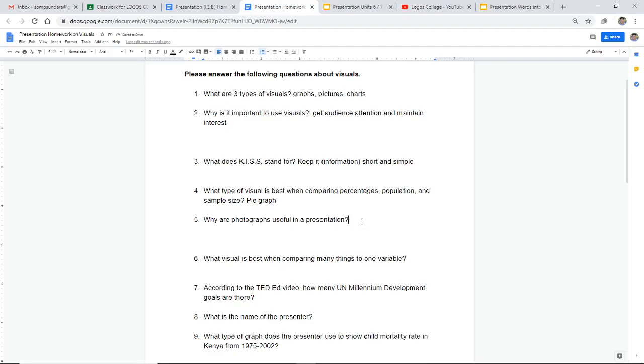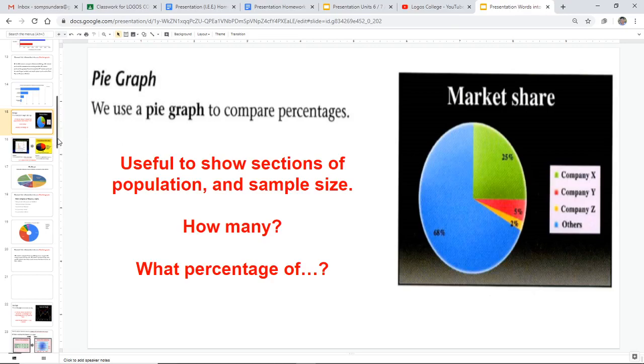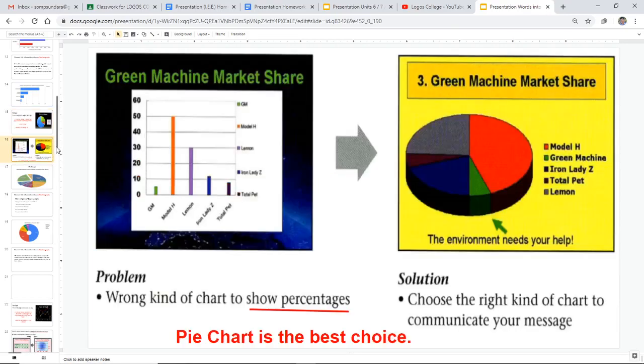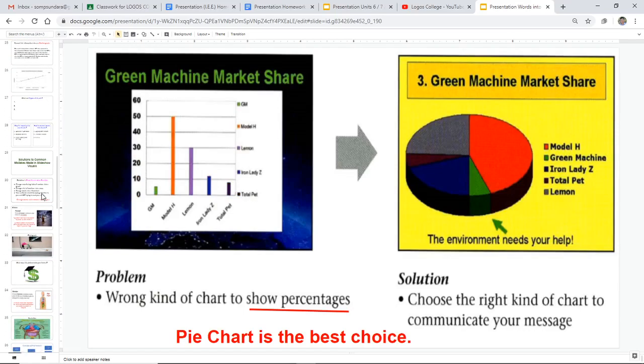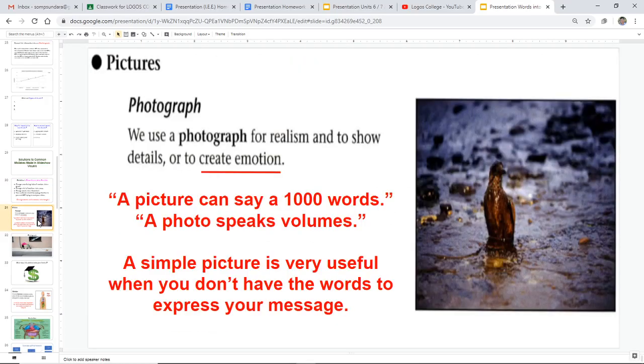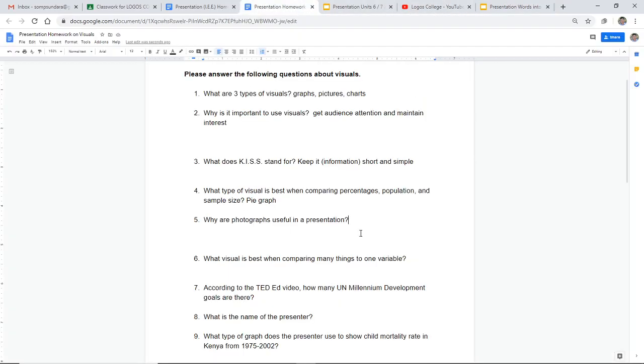Number 5, why are photographs useful in a presentation? All right, so photographs was another type of visual that we can use besides graphs and charts. And pictures are important because, here we go, a picture can say 1,000 words. A photo speaks volumes, right? A simple picture is very useful when you don't have the words to express your message. They can create emotion. You can use a photograph for realism to show details.